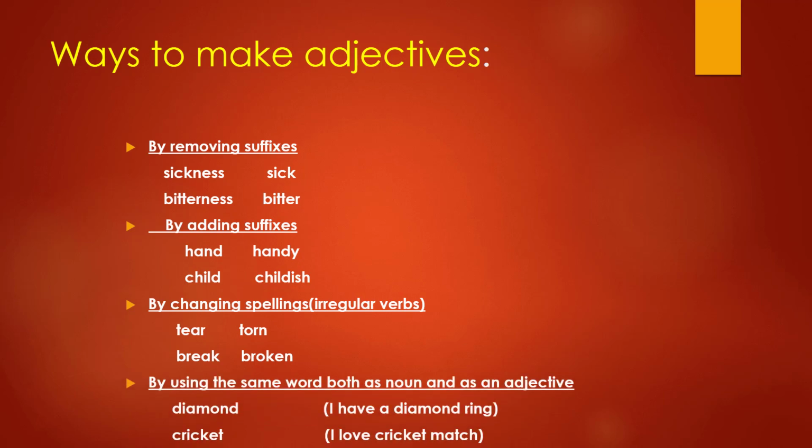The last way to make adjective is by using same word both as a noun and as an adjective. For example, diamond is a noun, but if I say I have a diamond ring, here it acts as an adjective. Cricket is a noun, but if I say I love cricket match, here cricket is an adjective. In this way we can use same word both as a noun and as an adjective. These are the 4 techniques to make adjectives. Keep all these techniques in your mind.